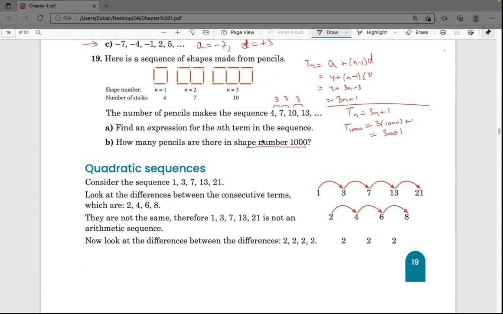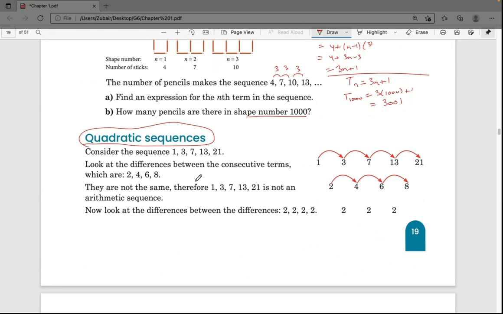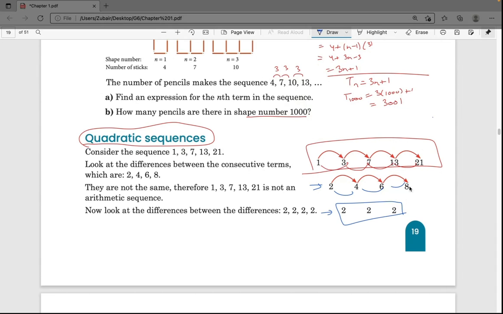Ali, your question: what do we do if it is not constant? That is known as a quadratic sequence. In a quadratic sequence, you will observe this first one is the original sequence. You see the difference was 2, then 4, then 6, then 8. When you recheck that difference, this is known as the first difference. Then this is the second difference, 2, 2, 2. When you have the same second difference, that is known as a quadratic sequence.